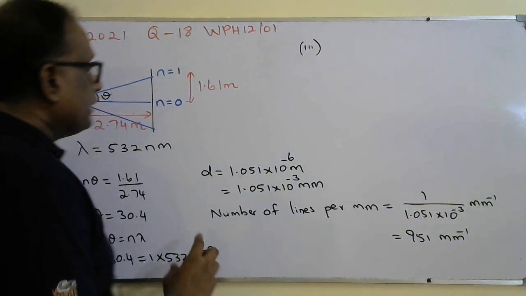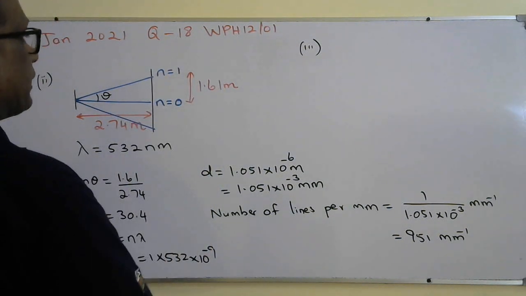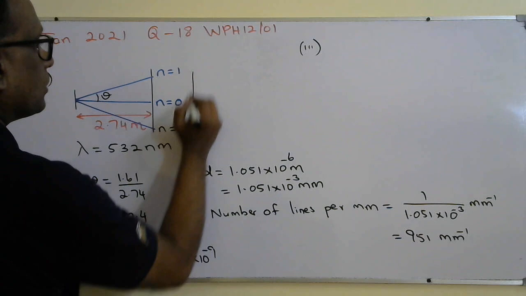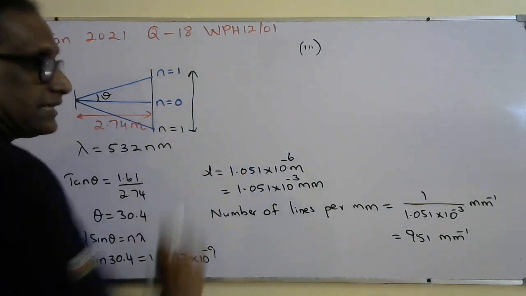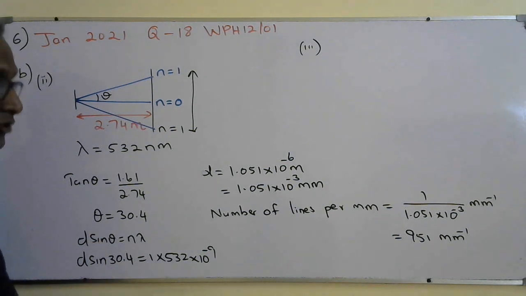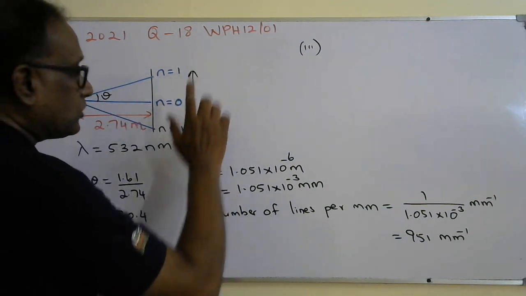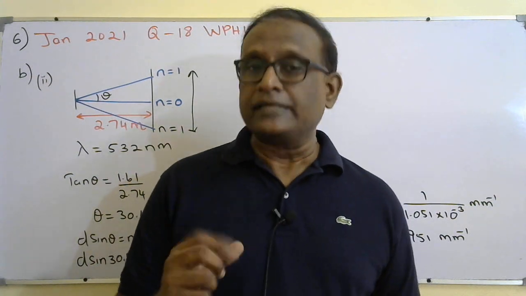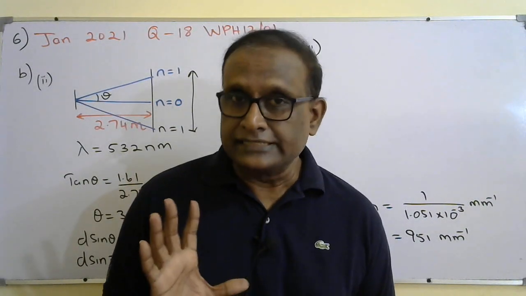Here you need to find this value 1.61, but instead of measuring this length, you can measure the distance from n equals 1 to n equals 1 on the other side, and divide by 2. You are increasing the measurement, so the percentage uncertainty will be reduced. The first answer you should say: measure the distance from first order to first order, then divide by 2 to find the distance of the first order from the zeroth order. Hence, the percentage uncertainty will be reduced.